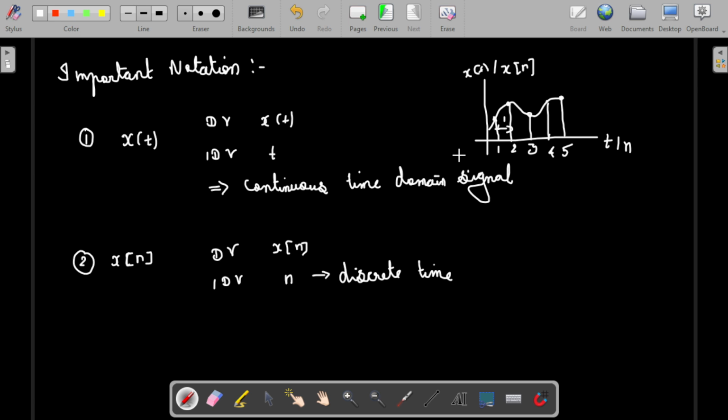If we do the sampling, the signal will be discretized in the time domain as well as over the amplitude. That is the meaning of discrete time, so this signal can be represented as a discrete time domain signal. But discrete is not a digital signal, guys. There is a lot of difference between digital and discrete, so let me explain that also.